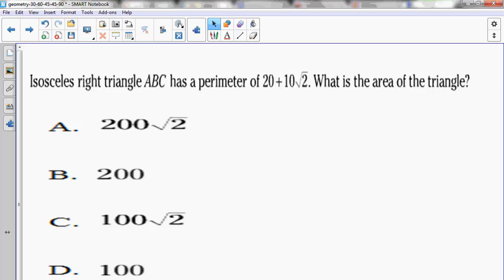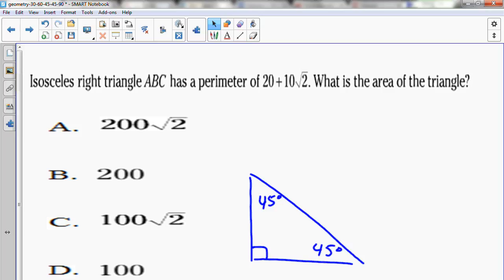All right. Next one. Same question. An isosceles right triangle. What is that going to turn into? 45, 45, 90. So a 45, 45, 90 triangle. Let's draw it out real quick. 45, 45, 90. It has a perimeter of 20 plus 10 square root of 2. And they're asking the same question, what's the area of the triangle? Now, instead of telling me one side, they give me the perimeter. So this is kind of tricky.